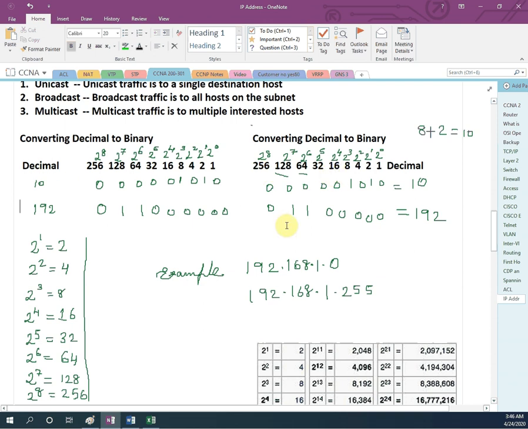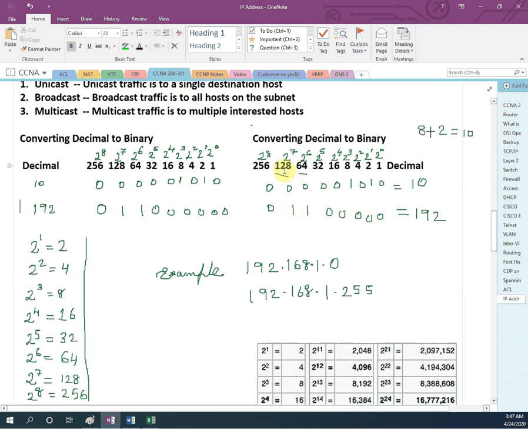Same thing if I want to convert binary into decimal, we will check. Here the 1 is at 8, and the other 1 is at 2. So I add 8 plus 2, which is equal to 10, and the remaining are 0. Again, if you see here, the first 1 is 128 and the next 1 is 64, and the remaining are 0.